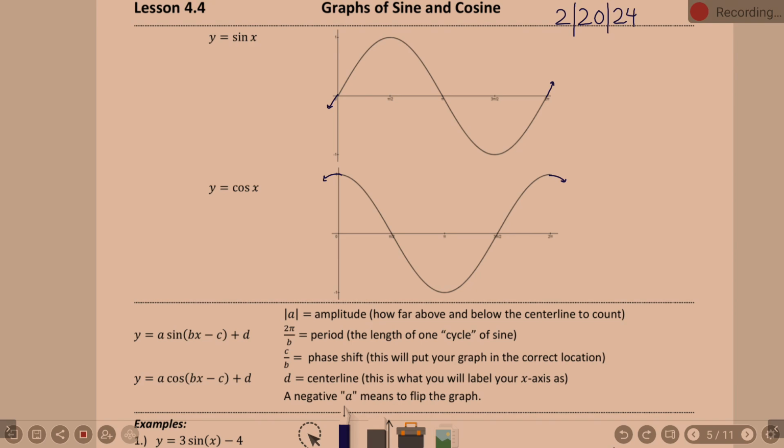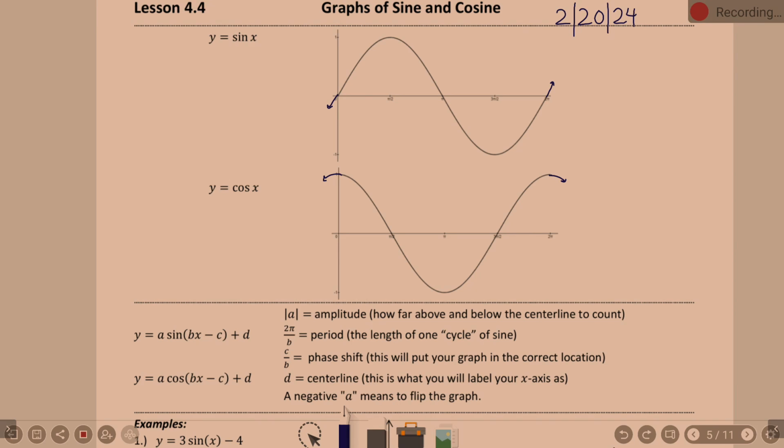With cosine, technically cosine is just a shifted version of sine. We could look at it a couple different ways, but cosine is basically looking from like here to here on the sine curve. It's just a different view of the curve. So cosine starts with the max. It starts up at 0, 1. A quarter of the way it cuts through. Halfway through there's a minimum.